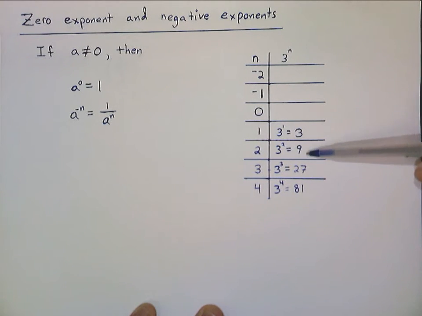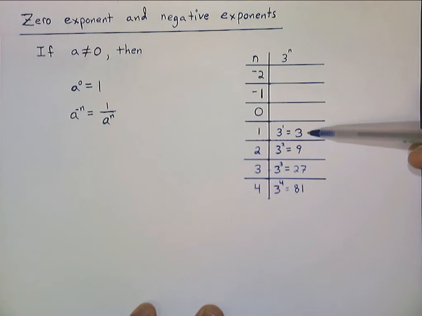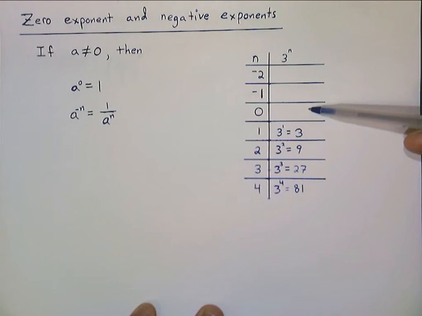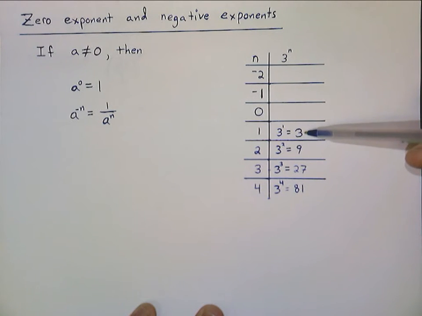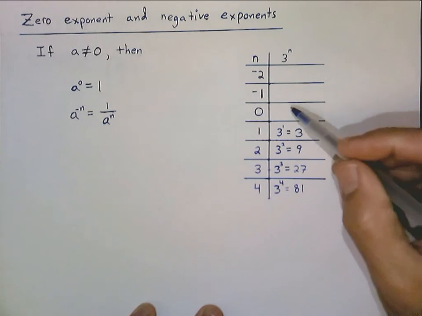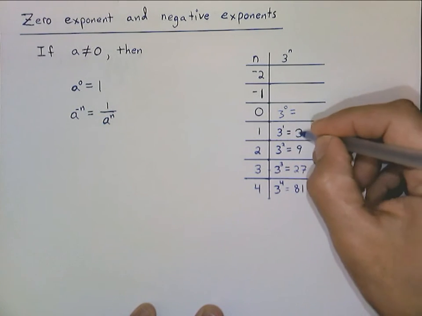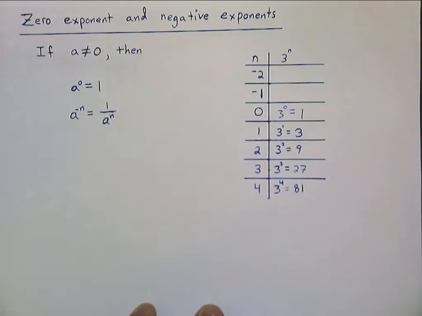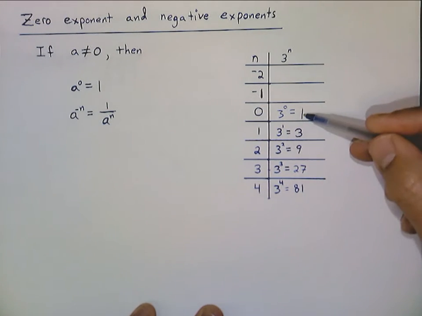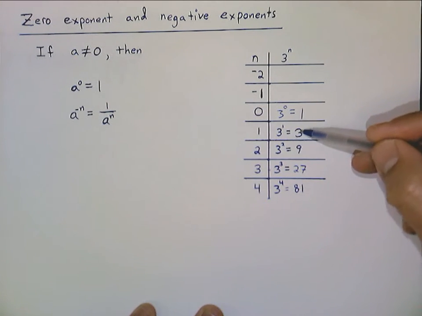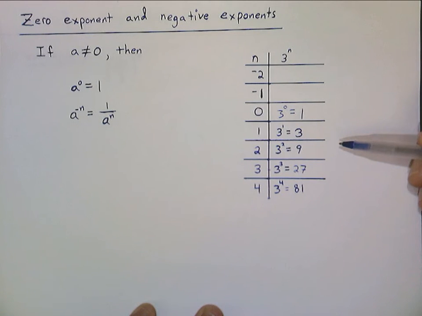To get from 27 to 9, we divide by 3. To get from 9 to 3, we divide by 3. So it would make sense that going backwards, we're going to do the same thing. We divide by 3 again, and so an exponent of 0 has to equal, well, 3 divided by 3 is 1. And now the patterns will still hold. 1 times 3 is 3, 3 times 3 is 9, so on and so forth. Still keeps working.